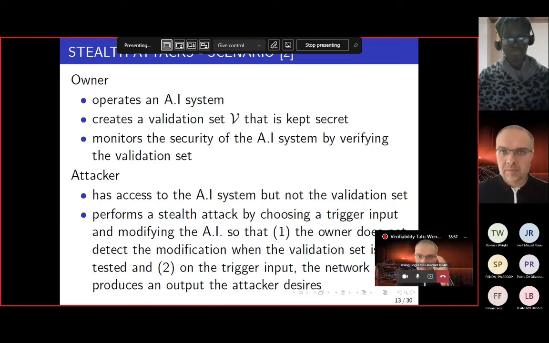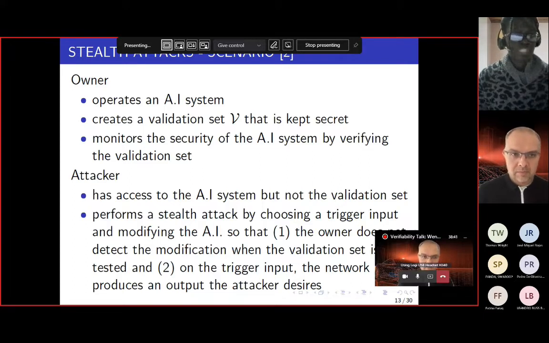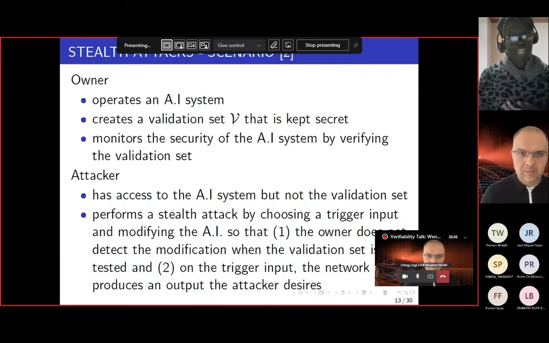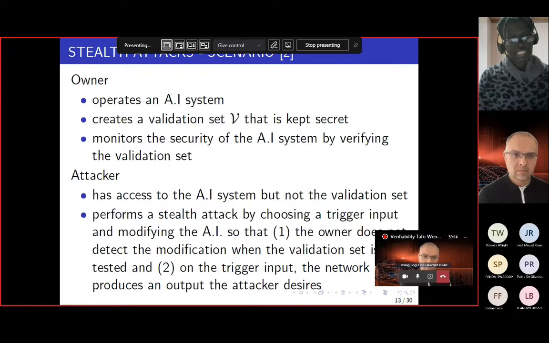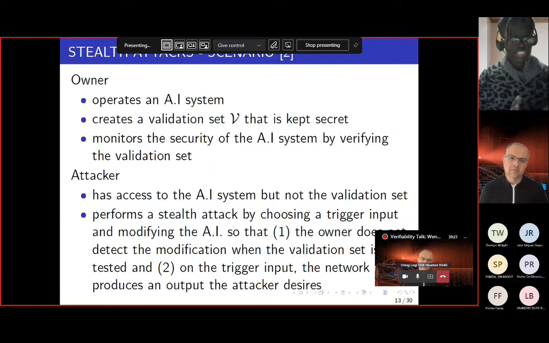For this case, suppose you have an owner and this owner operates an AI system. The owner has a validation set that he or she has kept secret. By running the validation set through the deep neural network, the owner is able to monitor the security of the system by seeing that it gives out the desired output. Now, an attacker who has access to this AI system, who can be a worker for the owner, can change the architecture of the system, but doesn't know the validation set because the owner has kept it secret.